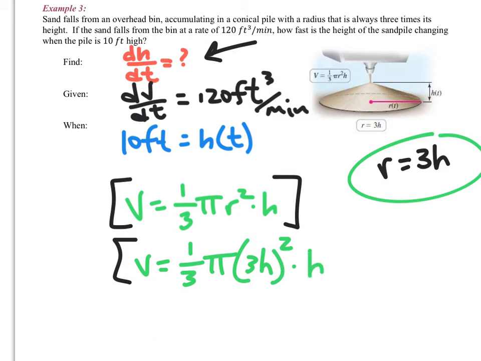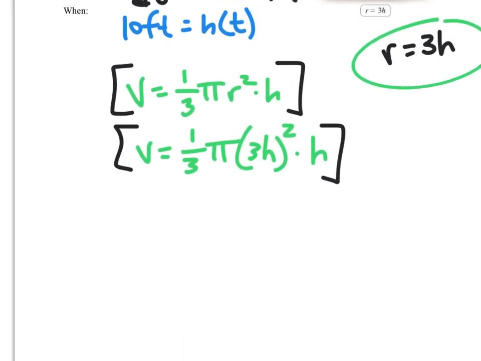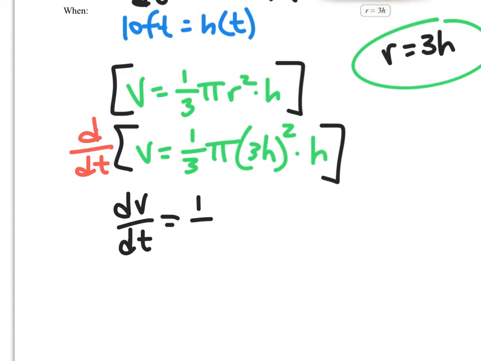Okay, and then we're going to go ahead and differentiate this. So d/dt, this would be dV/dt, which we know. This would be 1/3, oops, I'm sorry. Let me erase. Oh, that's not the eraser, great. Okay, this might be easier. Hold on a second.